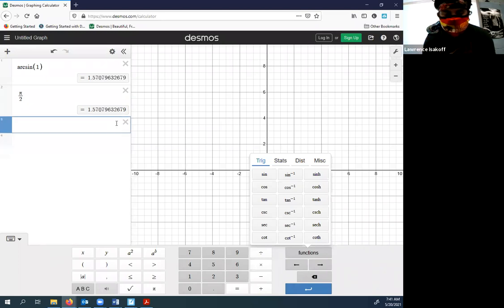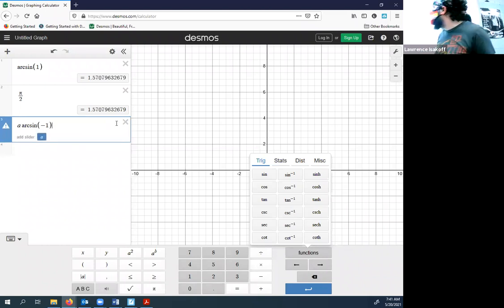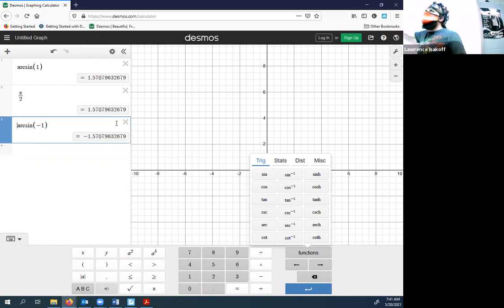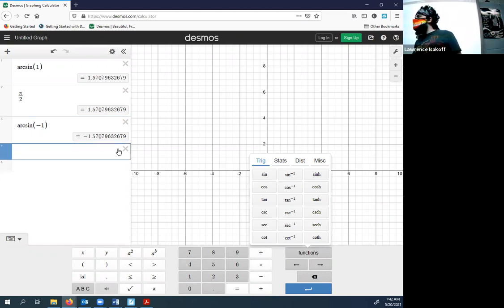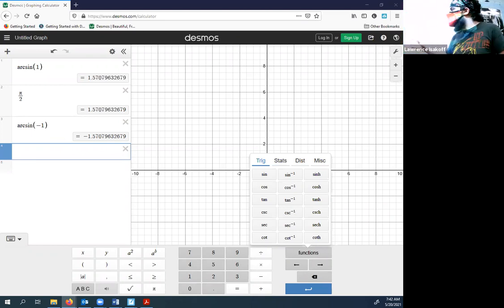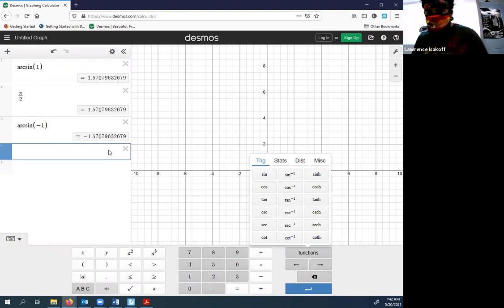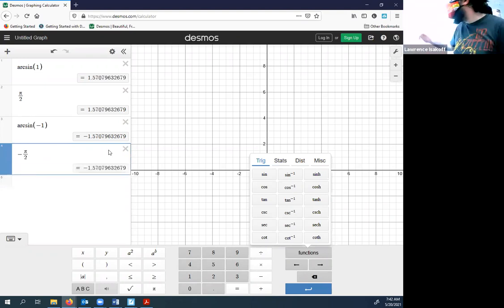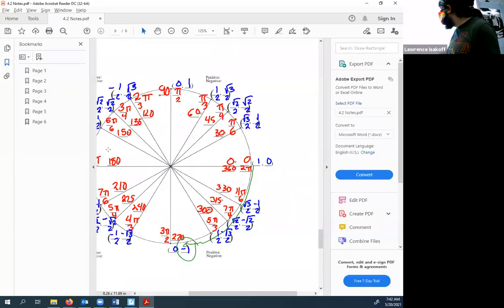So again, if I did arc sine of -1, I put an extra a in front. I don't want that. I get this. Now, it's not giving me that exact value, so that's where I utilize the fact that I know the unit circle and realize that -pi over 2 is the same value.